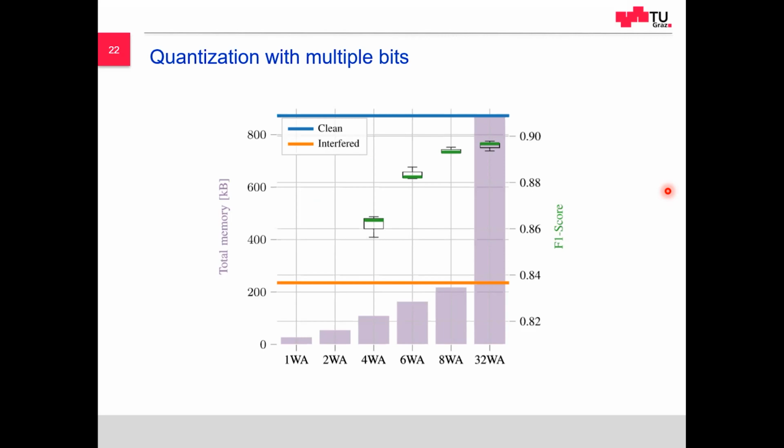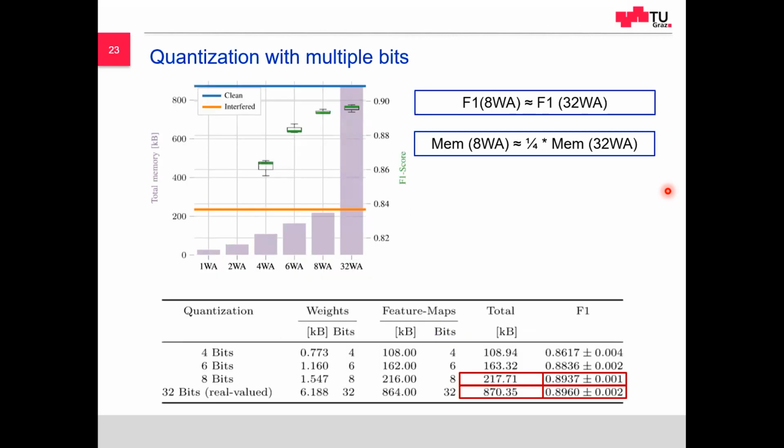Here are the same results, but in numbers. We see a very similar F1 score, and we can also see that the memory reduction compared to the real-valued case is around 75%. This gives us a model with around 280 kilobytes, which is really, really small and does fit onto a radar sensor.